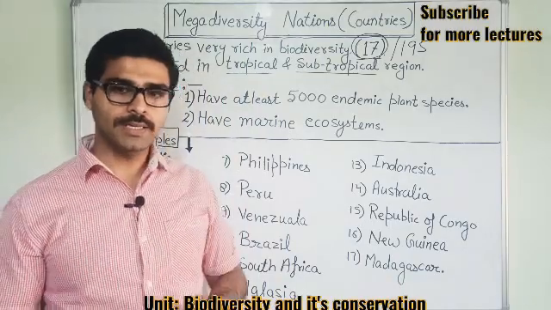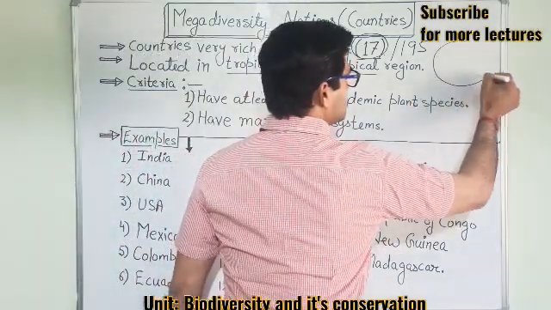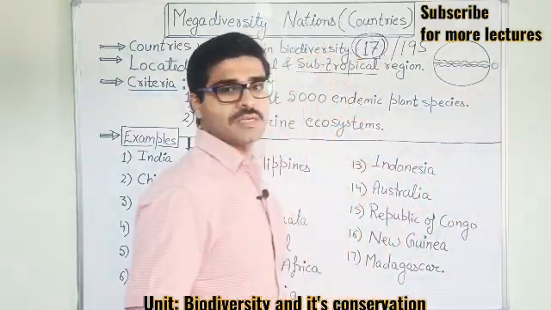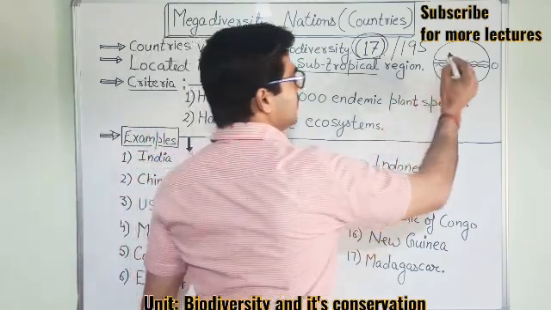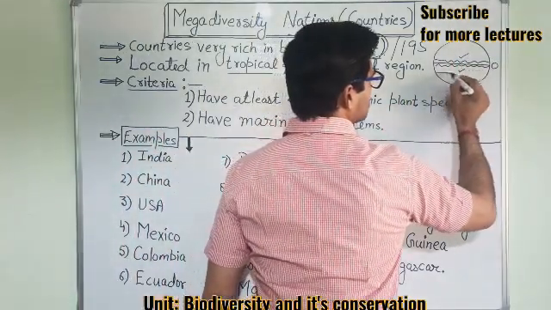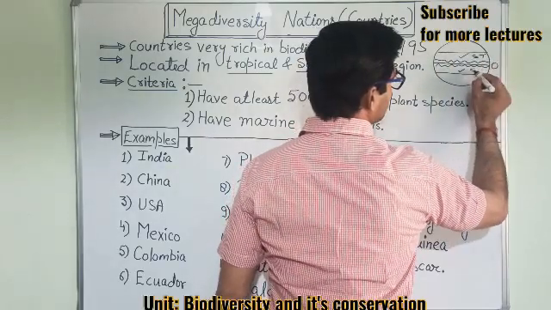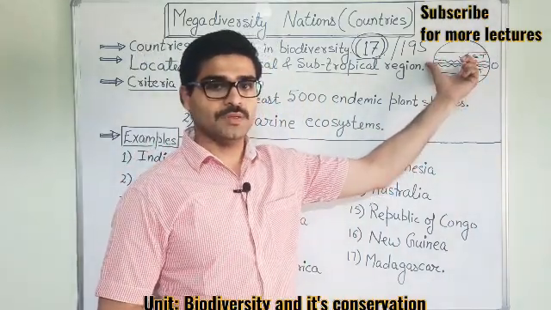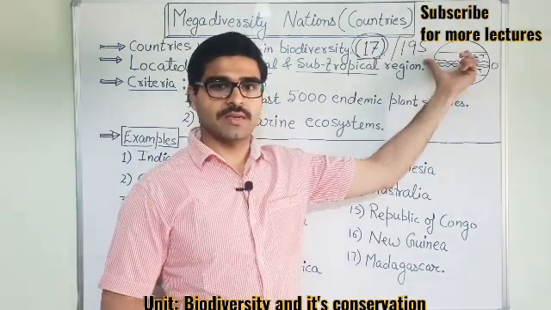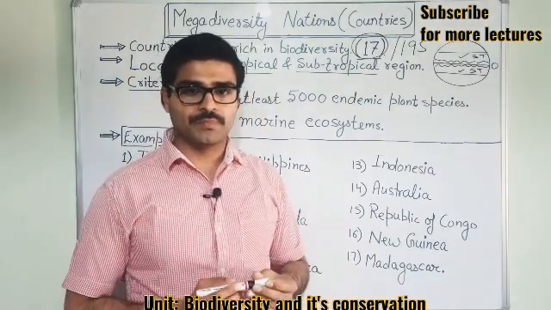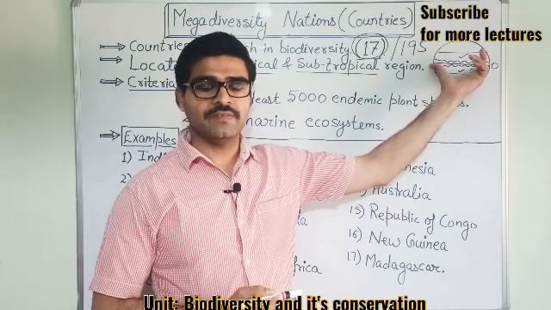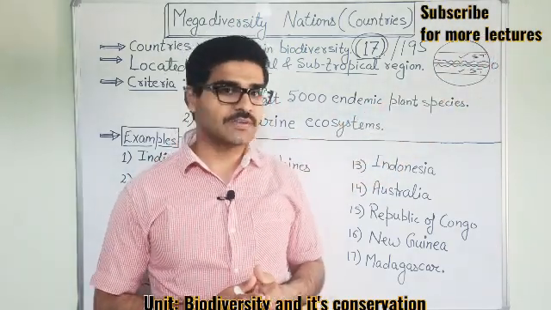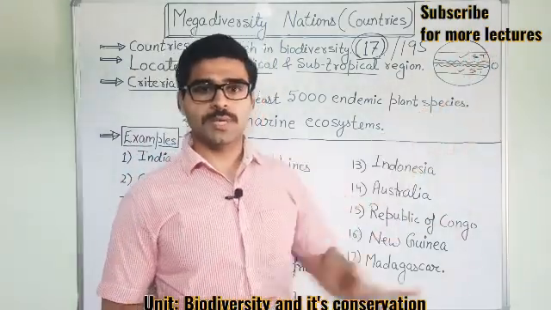Try to understand what this means. The region near the equator is known as the tropical region, and the region above or below this region is the subtropical region. The countries located in these regions have very high biodiversity and are very rich in biodiversity. The reason is that here we have moderate environmental conditions, high temperature and high rainfall. That's why most of the megadiversity nations are located in the tropical and subtropical regions.